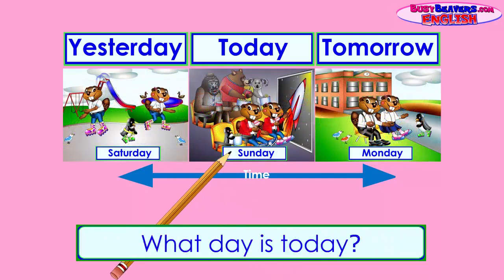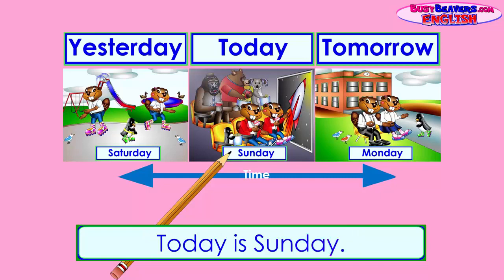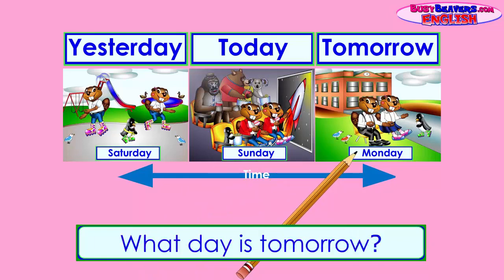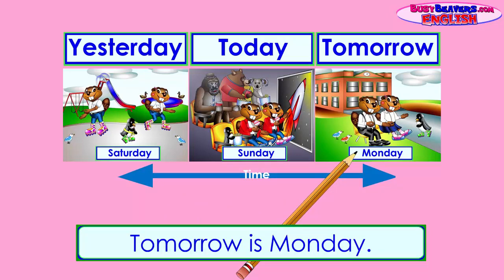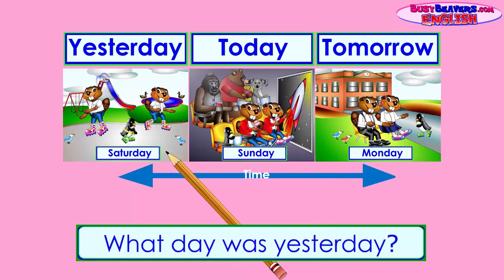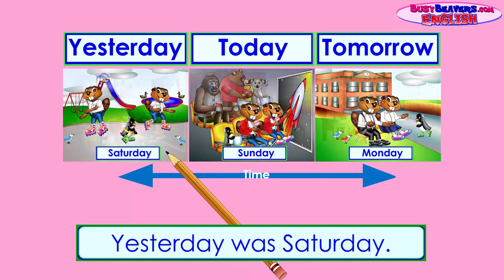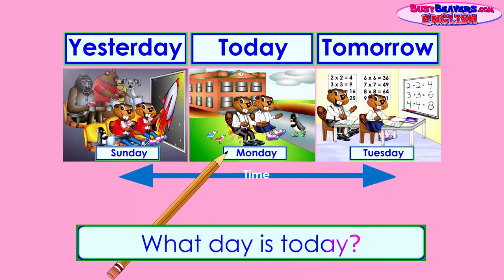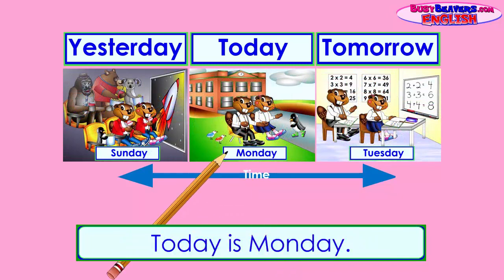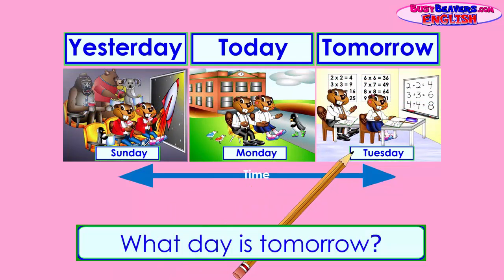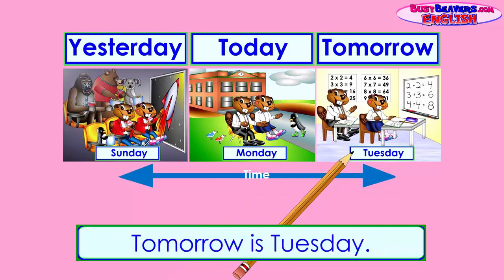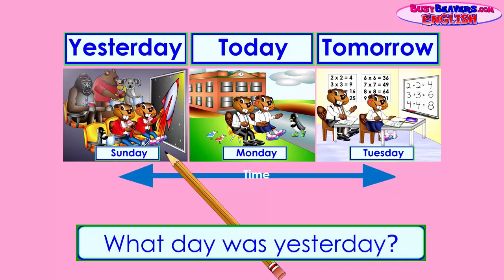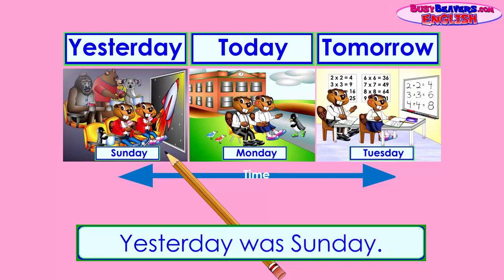What day is today? Today is Sunday. What day is tomorrow? Tomorrow is Monday. What day was yesterday? Yesterday was Saturday. What day is today? Today is Monday. What day is tomorrow? Tomorrow is Tuesday. What day was yesterday? Yesterday was Sunday.